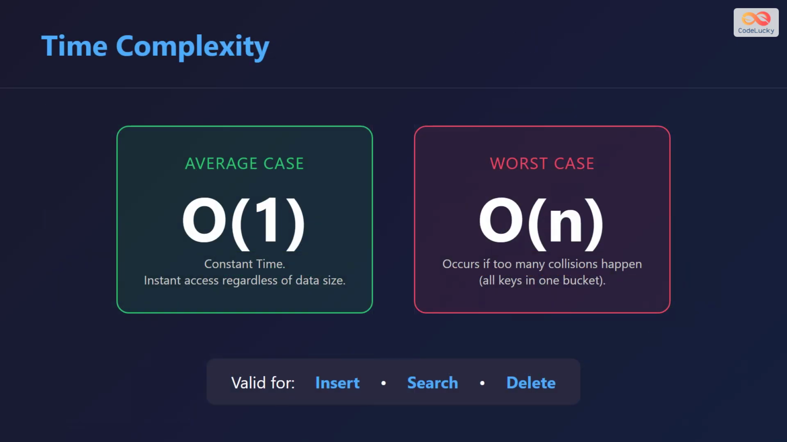The main reason we use hashing is speed. In the average case, operations like insert, search, and delete take constant time, or O(1). However, in the worst-case scenario, where many collisions occur, it can degrade to O(n), though good hash functions make this very rare.